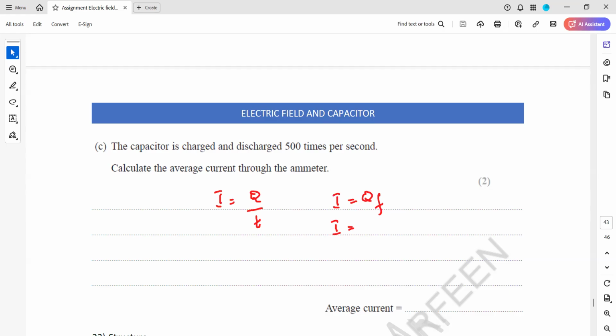That is the maximum value, because the capacitor is charged and discharged 500 times per second. If we assume that the maximum charge is going out, this Q will take the maximum value of the charge which was on the capacitor, that is 1.02 times 10 to the power minus 6, times the frequency, which is 500 hertz. When we multiply, we get 5.1 times 10 to the power minus 4 ampere. That's the average current which will flow through the ammeter.